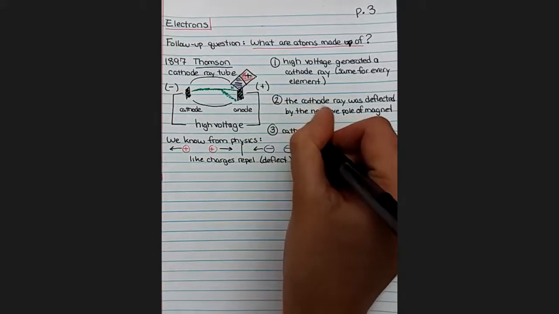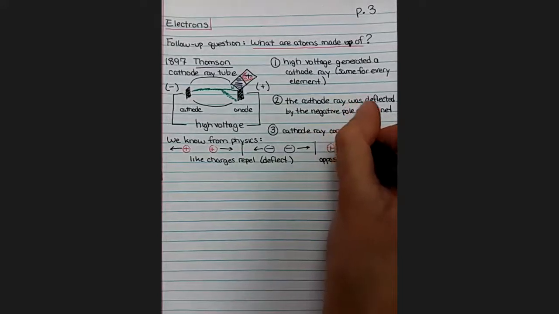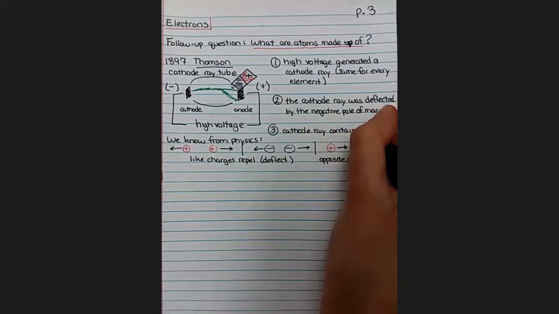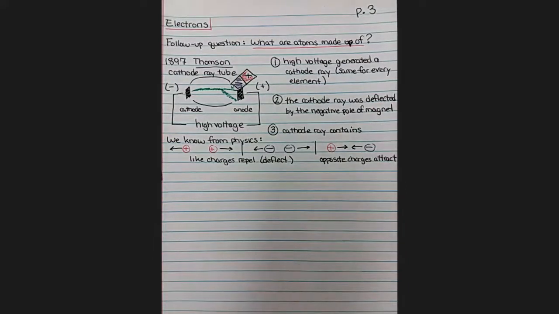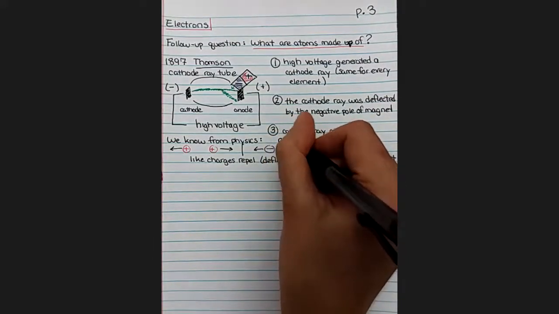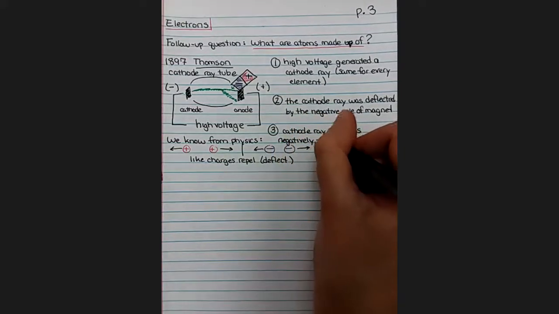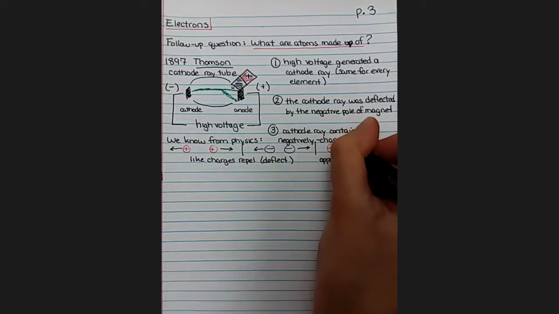So cathode ray contains negatively charged things. And that was huge. We thought the atom was indivisible, and now come to find out atoms contain negatively charged things. And this was the first time that these had ever been documented.